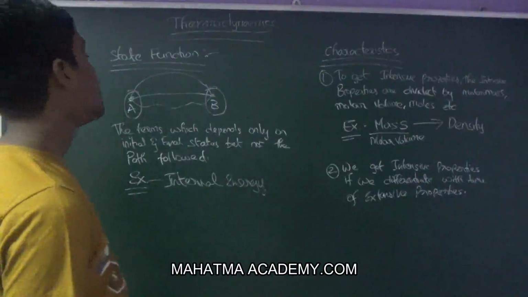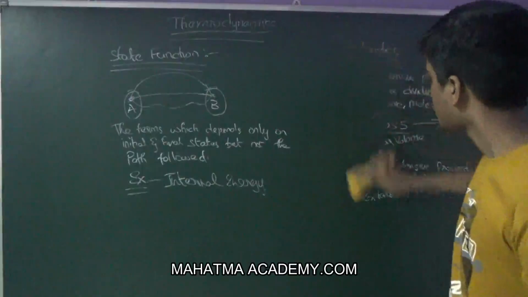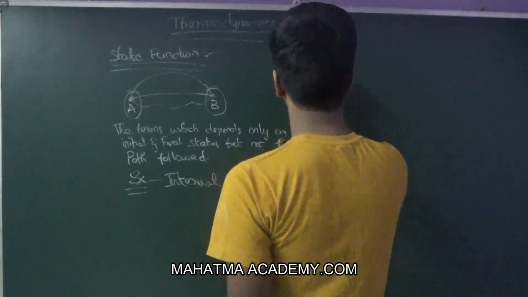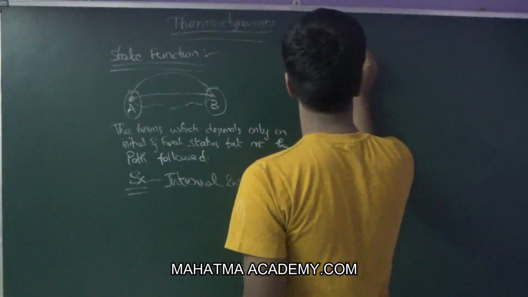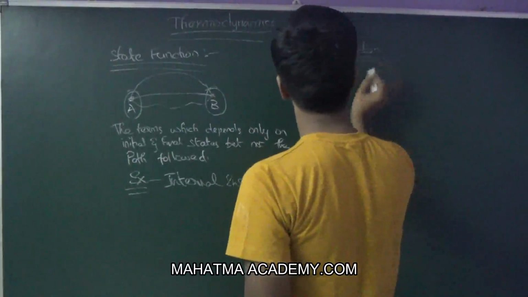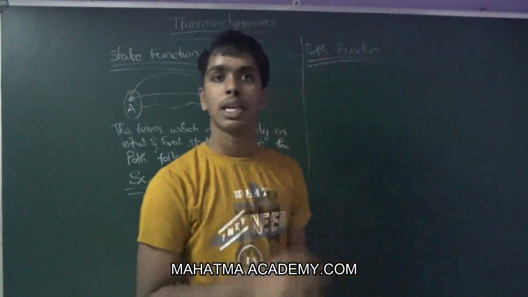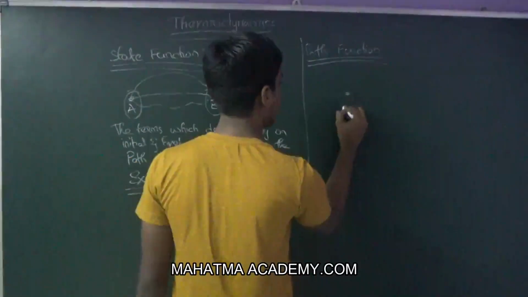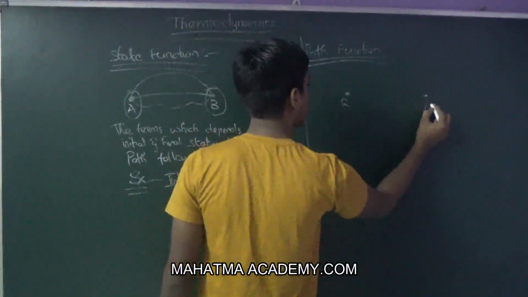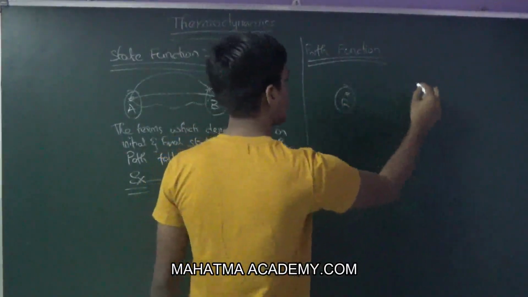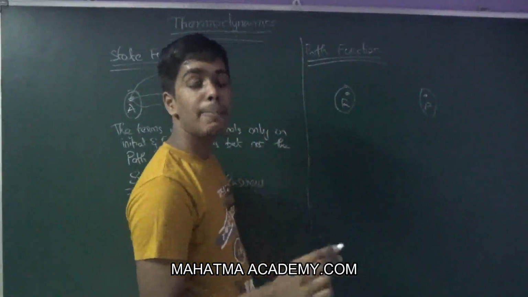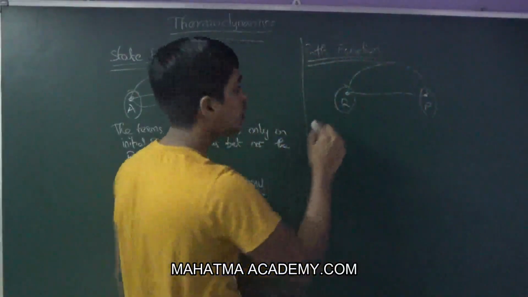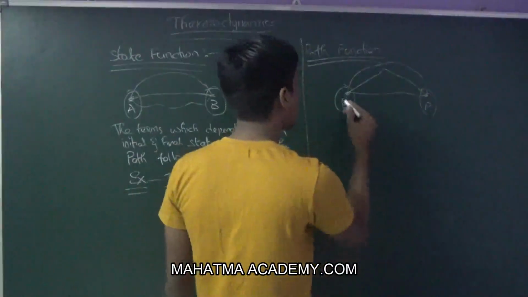Okay students, now we are going to discuss path function. The path function is a term which depends on the path traveled, but not on the initial and final positions. Let us see an example. Here are the reactants and here are the products. It does not depend upon the initial and final state, but depends upon the path followed. There is a straight line path, or a projectile motion, or a triangular motion, or a zigzag way.